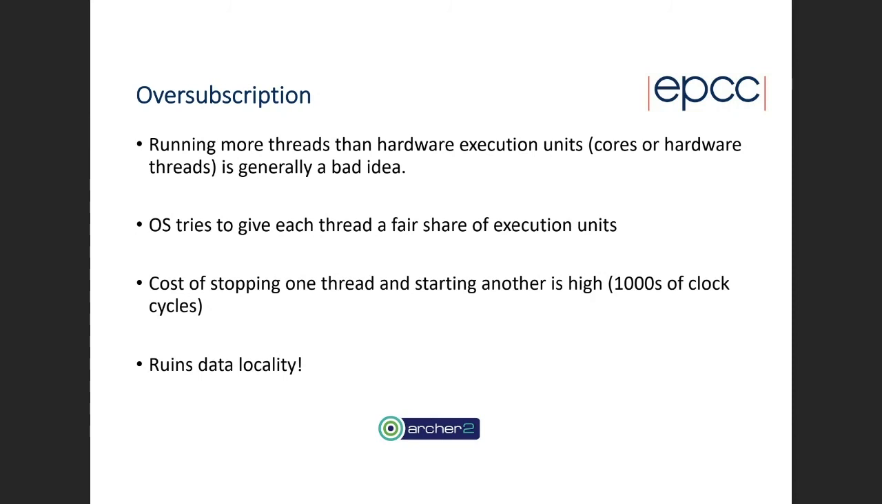Okay, so obviously the other way you can get contention is by oversubscribing. Running more threads than you have hardware execution units, be that physical cores or hardware threads, is generally a bad idea, because the operating system has to try and give each thread a fair share, and the cost of context switching, stopping one thread and starting another, is pretty high. It also ruins your data locality, because whenever you switch a new thread in, the cache is full of the data that the previous thread was using. That also contributes to why this is in general a pretty terrible idea.